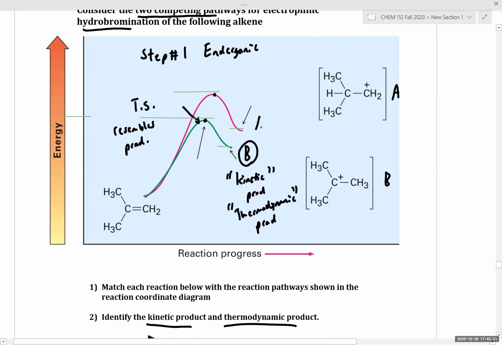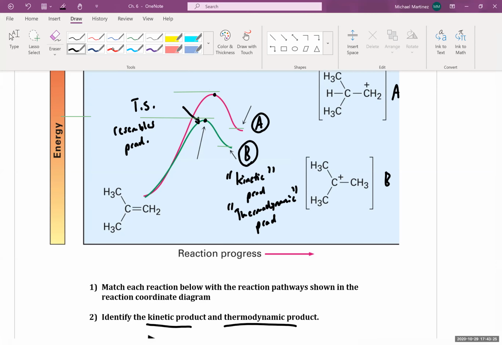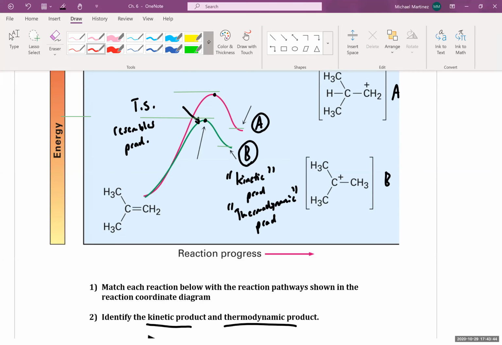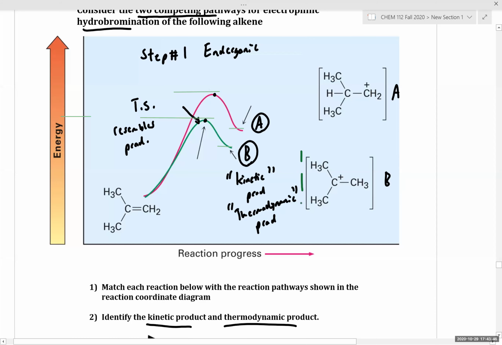So if we compare our products A and B, which of these intermediate products is lower in energy? Yeah, so B is lower in energy. Exactly right. It's a tertiary carbocation. So let me circle this in green so that it's consistent. Yes, exactly right. As we've noted in the chat, intermediate B is lower in energy.